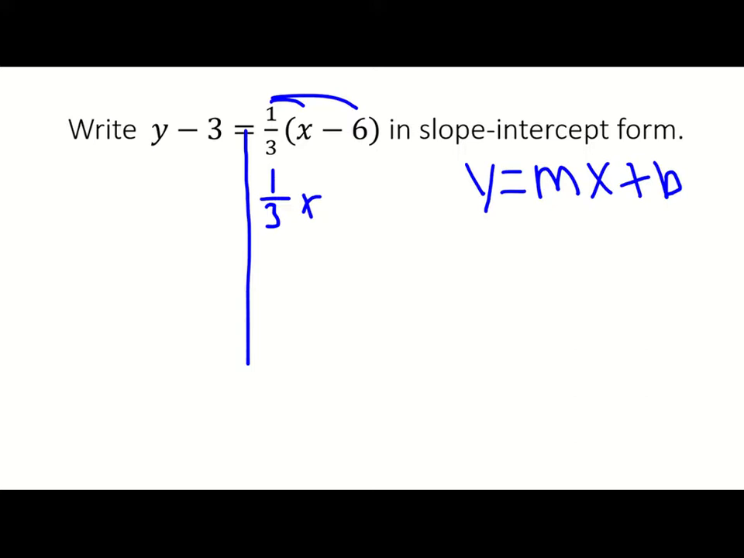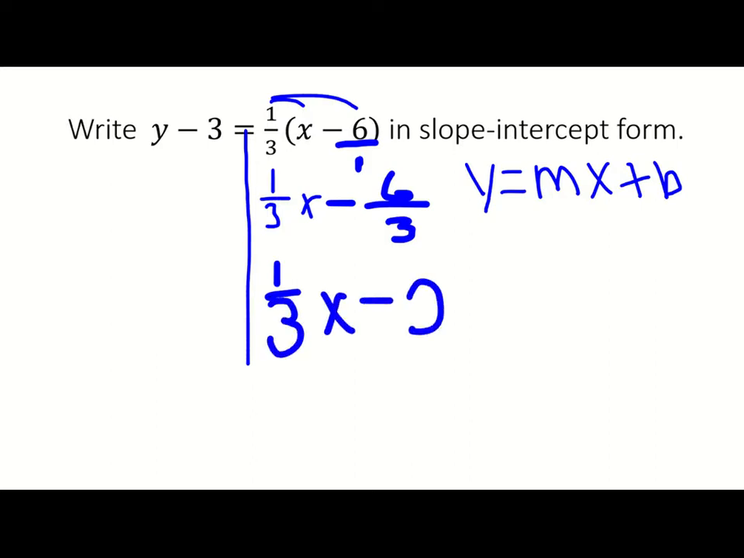And then 1/3 times -6. Well, in order to multiply a fraction with a whole number, I need the whole number over 1. And then I multiply straight across. 1 times -6 is -6. 3 times 1 is 3. Once I multiply the fraction and whole number, I then want to simplify if possible. In this case, I know that 6 over 3 is the same thing as 2. So I have 1/3 x minus 2 on the right-hand side.